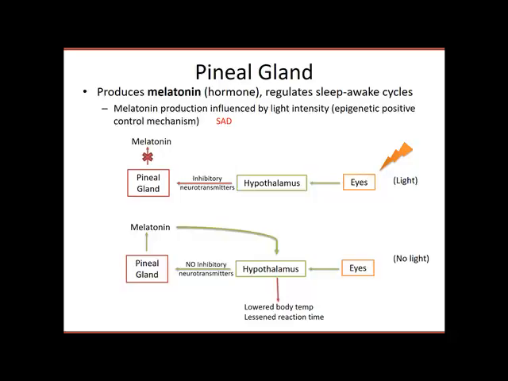So what happens is over time, you're producing melatonin at a constant low rate, and you're constantly tired during winter months. You're cold, you feel kind of sluggish. If this happens too often and too consistently, you may start to feel depressed, and that's called seasonal affective disorder.